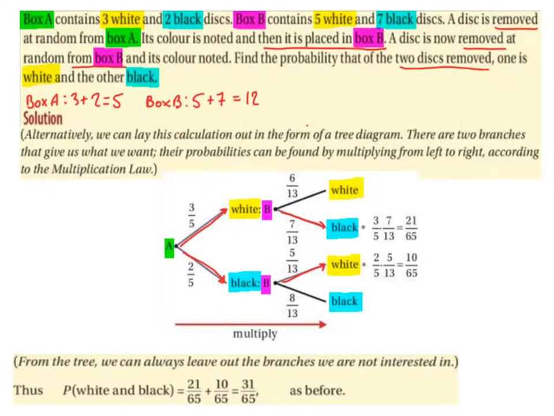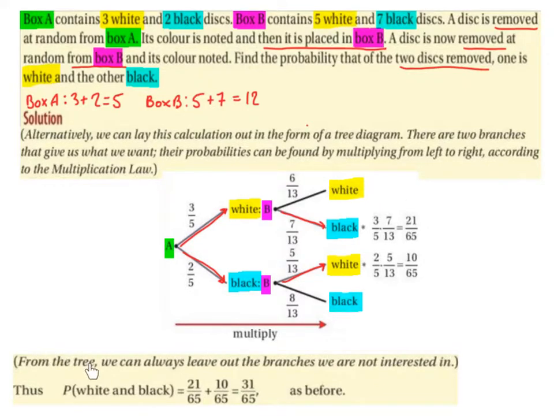So once we have drawn out our tree diagram, we have to just multiply along the branches. So 3 over 5 multiplied by 7 over 13 is 21 over 65. So this is the probability of white then black. And 2 over 5 multiplied by 5 over 13 is 10 over 65. And this is the probability of black then white. And then we just have to add them.